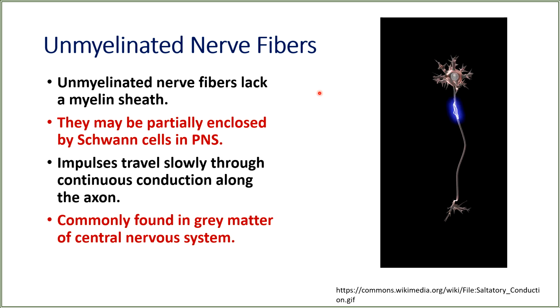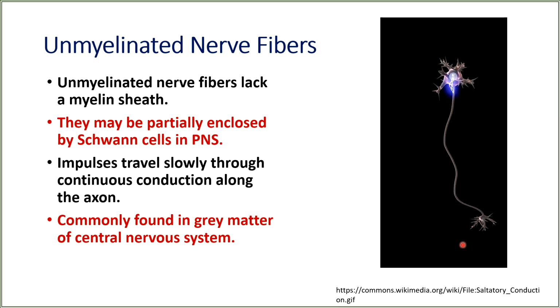The unmyelinated nerve fibers, in contrast, lack the myelin sheath. Although they may be partially enclosed by Schwann cells in the peripheral nervous system, they do not form the thick insulating layer seen in myelinated fibers. As a result, the nerve impulse in these fibers is conducted more slowly through a process known as continuous conduction, where the impulse travels along the entire length of the axon without jumping.